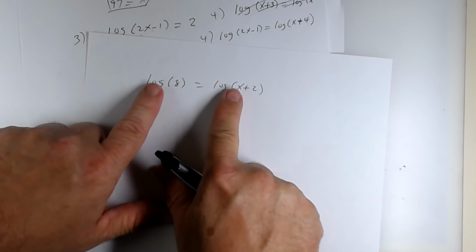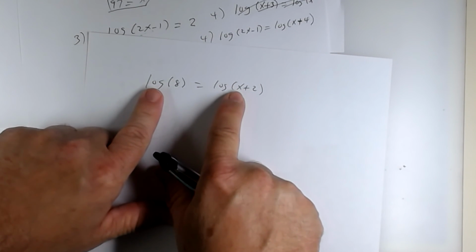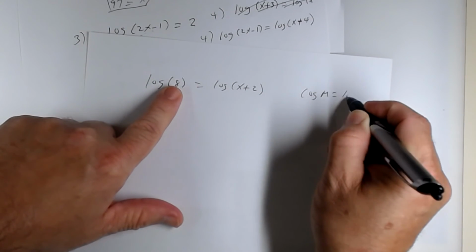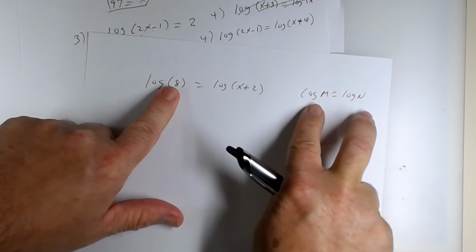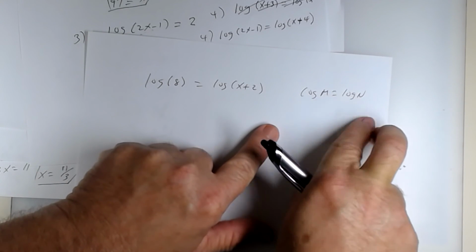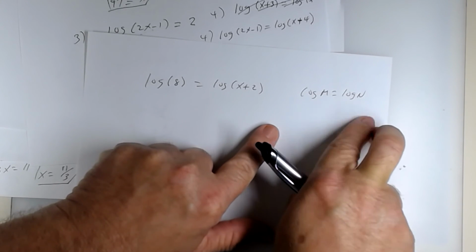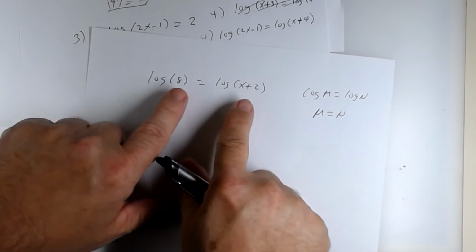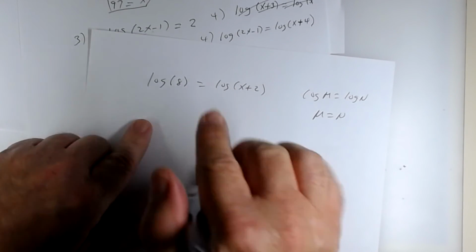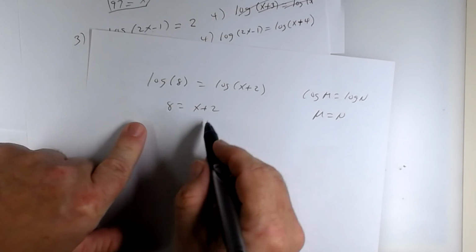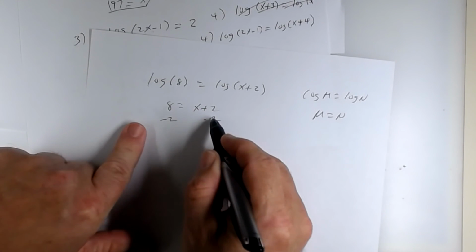So here's the idea. When you have a log equation with the log of both sides, if the log of m equals the log of n, then the arguments have to equal each other. So m must equal n. Is that the situation I have here? So 8 must equal x plus 2. Then you subtract 2, and x is 6.